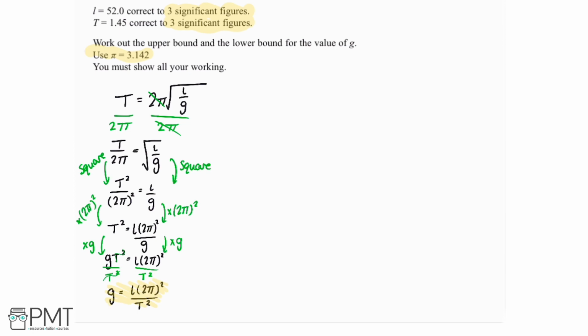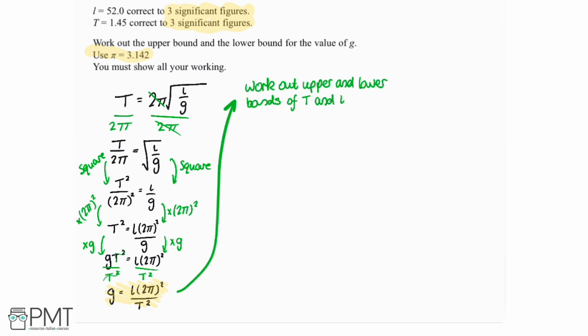So now this is what we want to work out the upper and lower bound of. Look at G, what's it made up of? We've got G equals, and what variables have we got? We've got L and T. So I need to work out the upper and lower bounds of T and L.